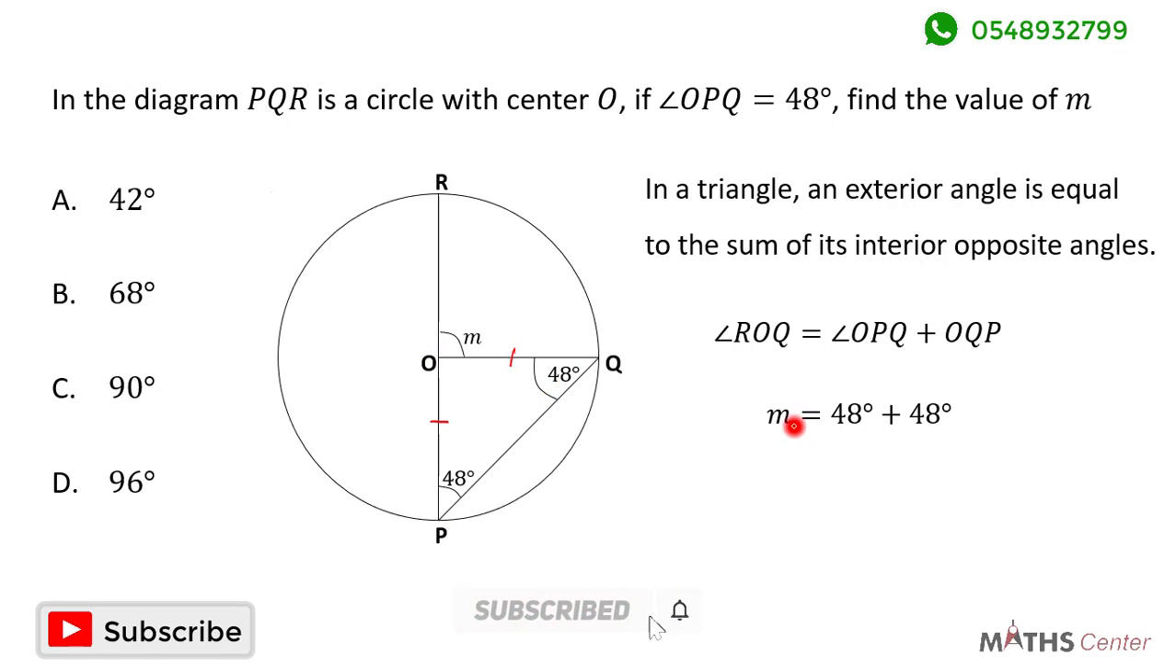So it means that M is equal to 48 degrees plus 48 degrees. 48 degrees plus 48 degrees will give us 96 degrees. So it means that M is equal to 96 degrees. When we look through the options we have, we can see that the correct option is D, 96 degrees.